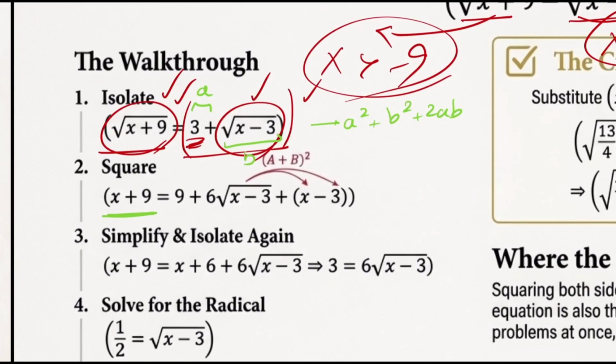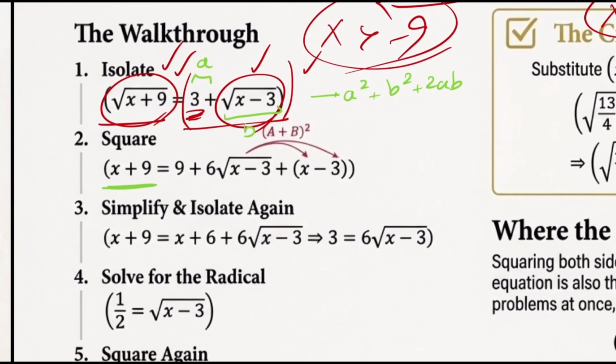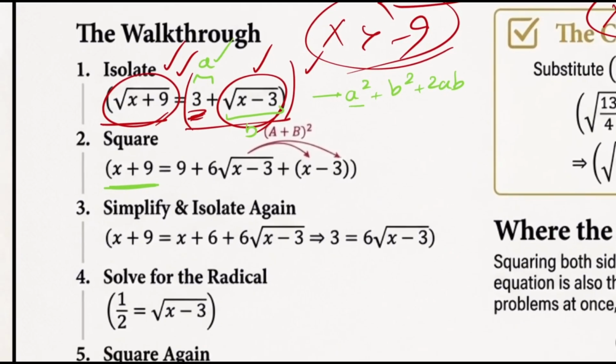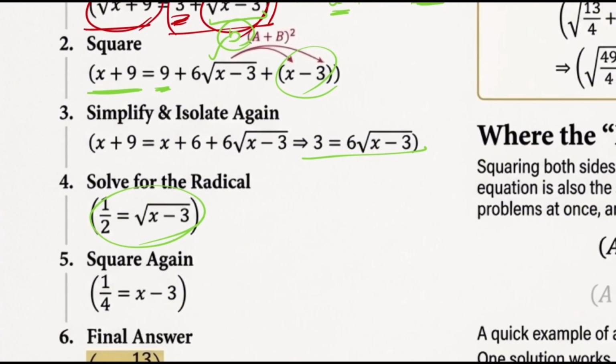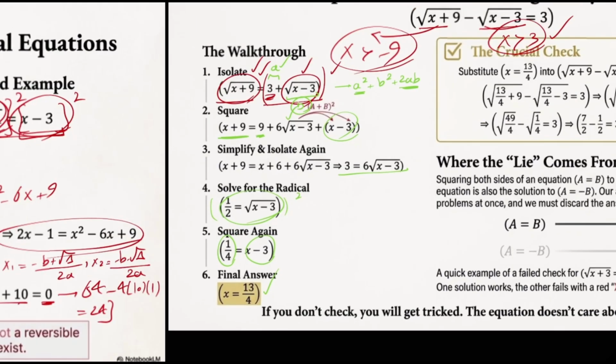So this guy on the left side is going to just get rid of the radical. On the other side, I do have a to the power 2, which is 9. I do have 2ab, 2 times this guy, which is going to be 6 times root of x minus 3, and I do have b to the power 2. b to the power 2 is just x minus 3 itself. Again, rearrange everything. What do I have? I do have this guy at the end. So when I have this one, I'm going to reach the next part, which is something that I like. Again, power of 2 of both sides, it is going to be 1 over 4 is x minus 3, and this is going to be my final answer.